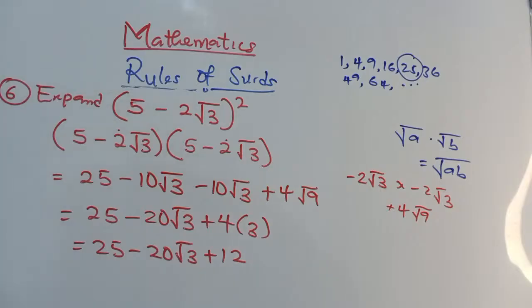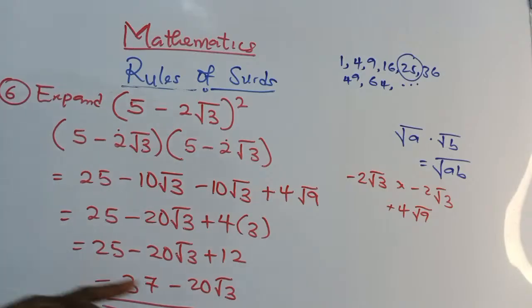So from here we can collect like terms. Okay, 25 and 12. We have 25 plus 12, and 25 plus 12 give us 37. So the final answer is 37 minus 20 root 3. This is our final answer. 37 minus 20 root 3, because I added 25 and 12. Like 25 plus 12 give us 37, then minus 20 root 3. I hope we are getting it.